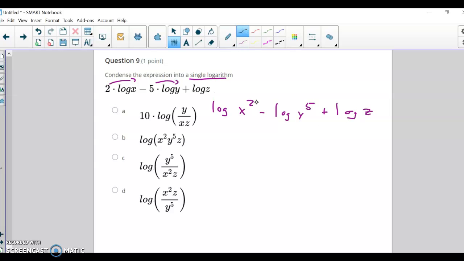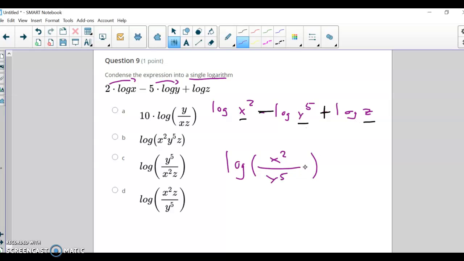Okay, and so now we're just going to combine these three parts. And anytime you have a minus between them, that's going to become a divide, and with a plus, it's going to become multiply. So when we write it as a single log, we're going to divide the x squared and the y to the fifth, and we've got to multiply that by z.